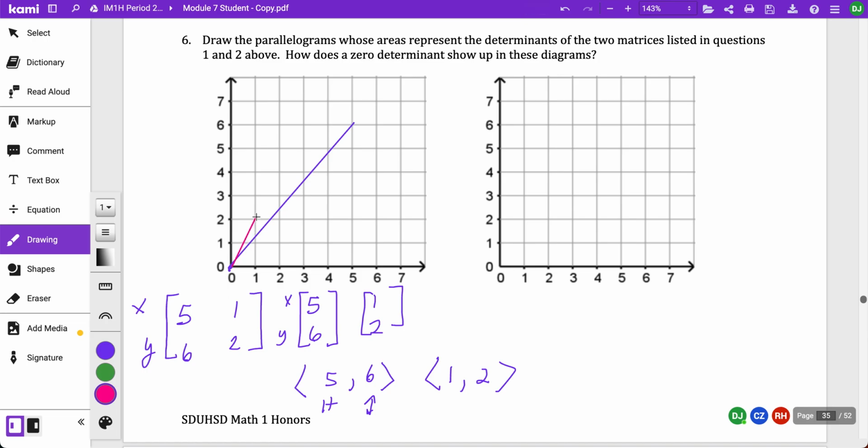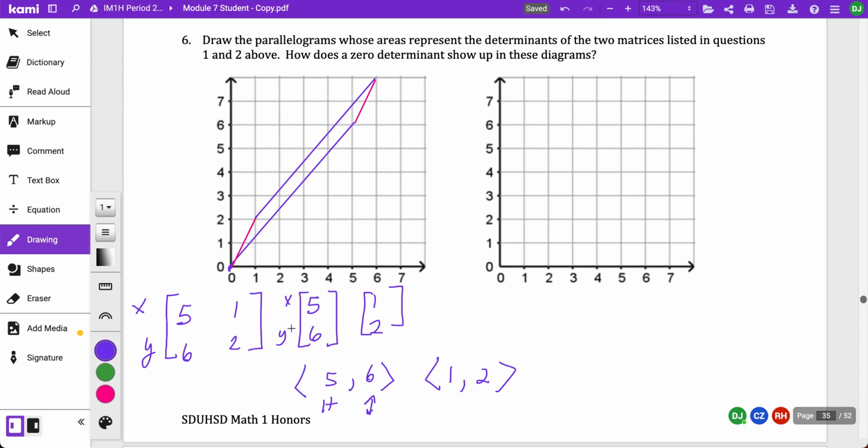Now to complete the parallelogram, we're going to do that again from the other side. Over 1, up 2. And then going back to purple, I can connect these. To draw my parallelogram. And you can easily see that it's a parallelogram.